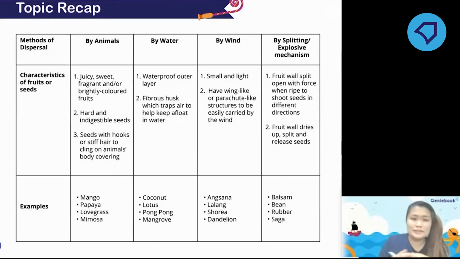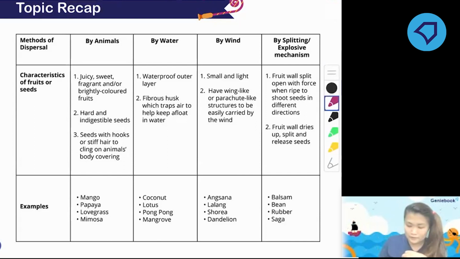And of course, there are certain fruits that are inedible. If they're inedible, or even the seeds that have hooks or stiff hair, they cling onto the animal. So yes, you need to know at least some examples of how fruits or seeds are being dispersed.